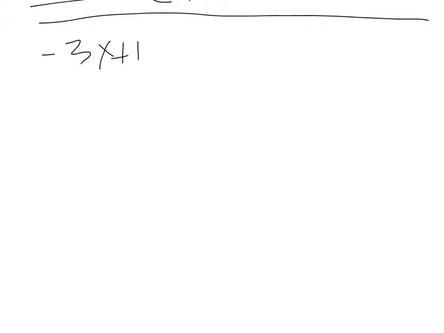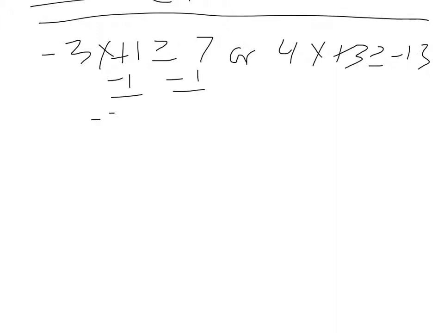So now moving to the next one here, we have negative 3x plus 1 is greater than or equal to 7, or 4x plus 3 is greater than or equal to negative 13. So once again, isolating these for the variable, subtracting 1 from both sides, we get negative 3x is greater than or equal to 6, divided by negative 3. We get x is less than or equal to negative 2.